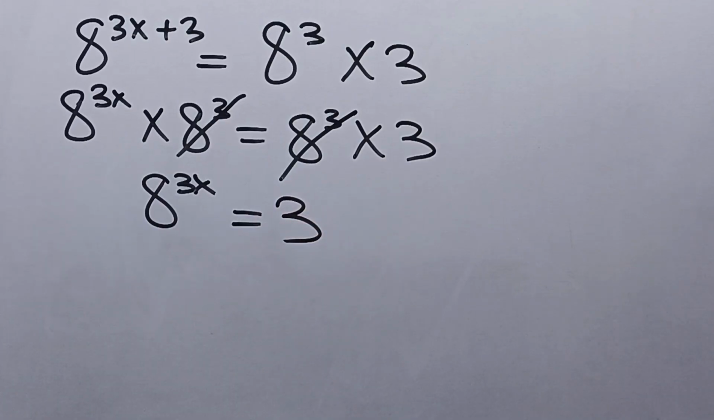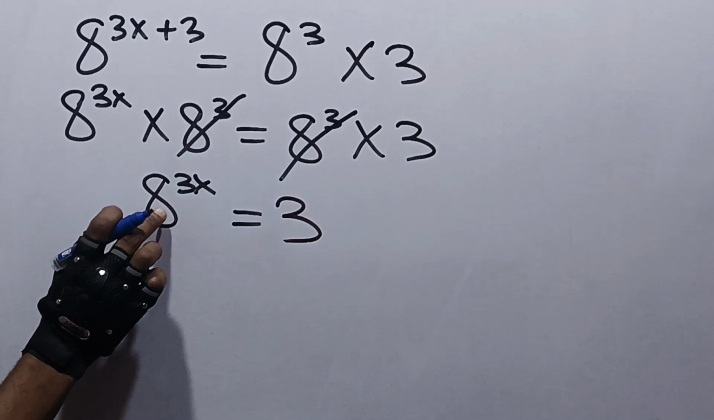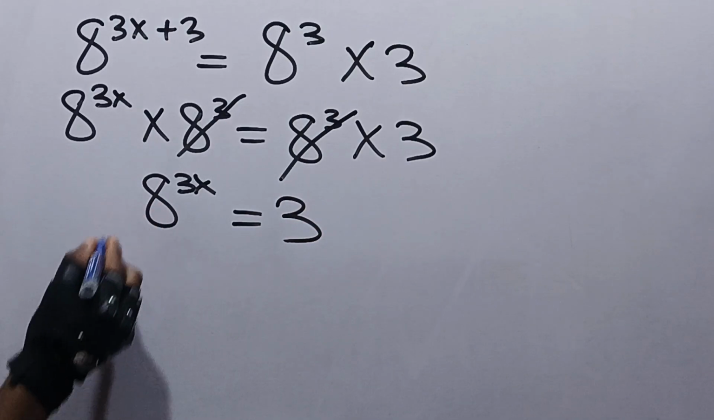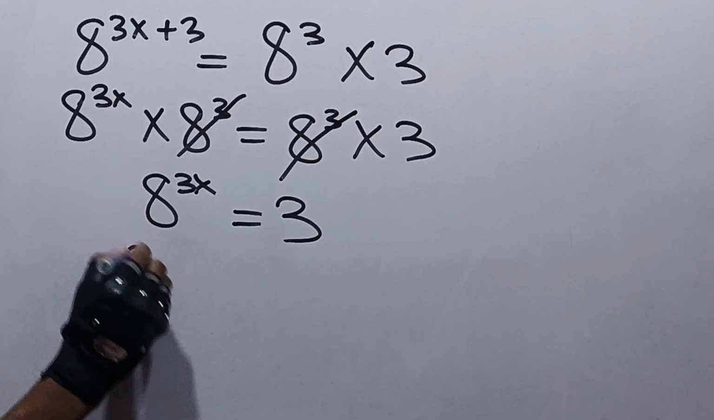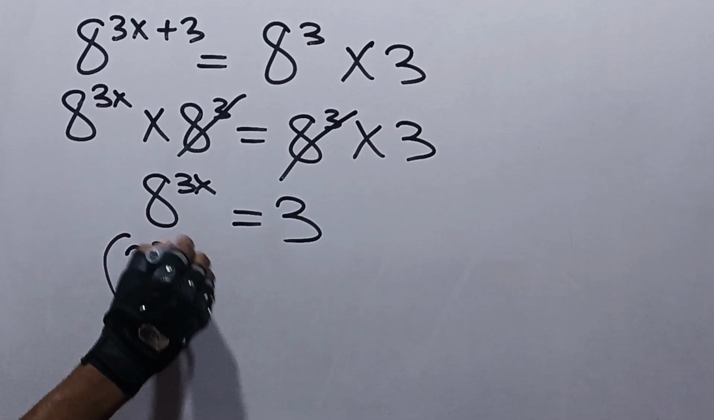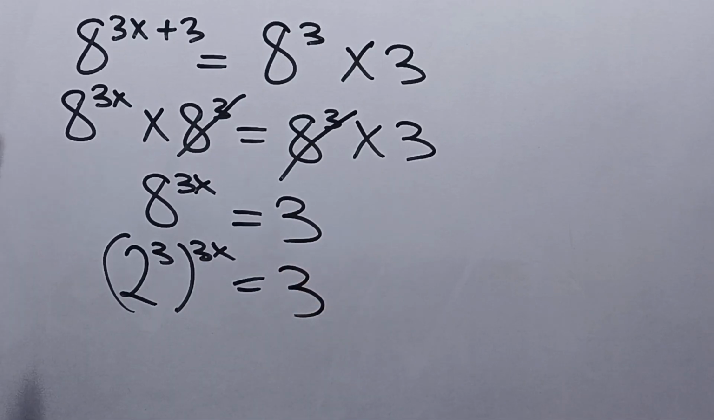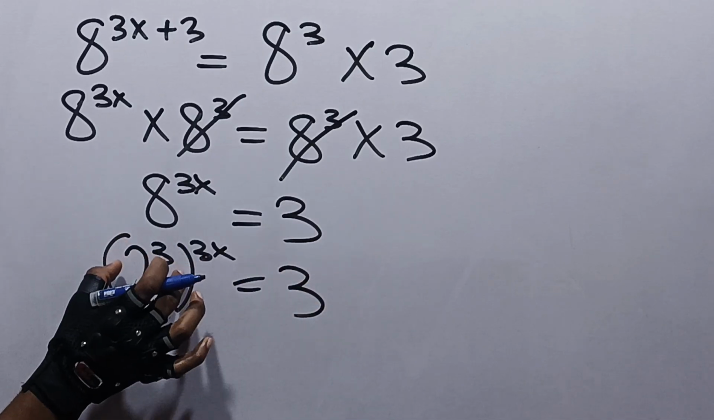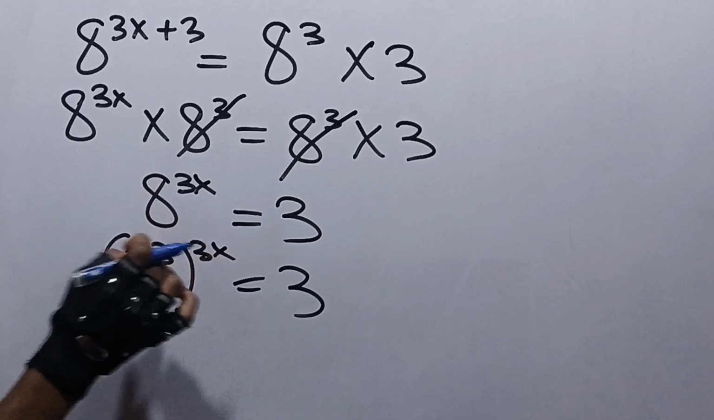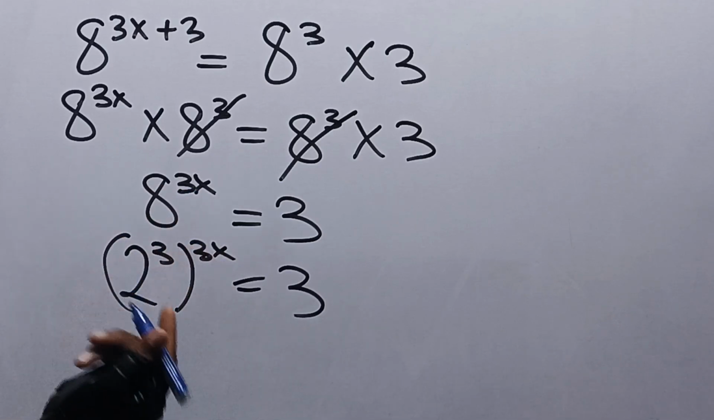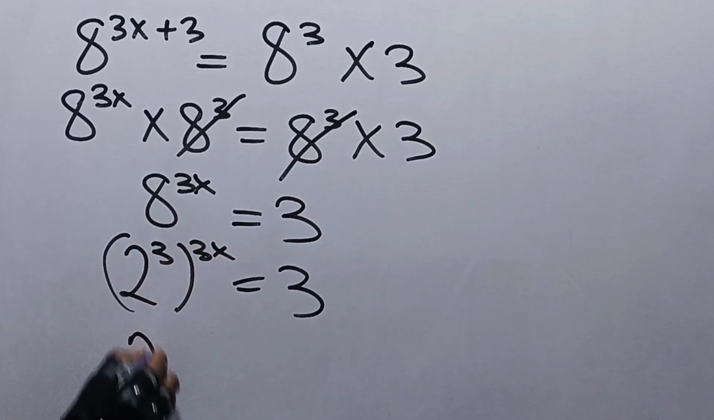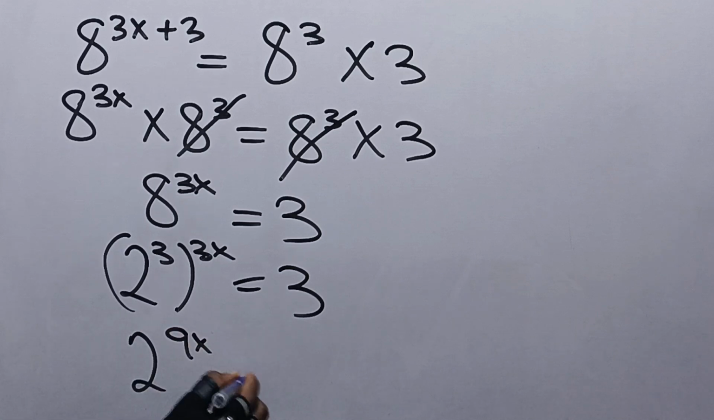Okay? Now, looking closely here, we can reduce this. We can also change this 8. Okay? So we can say that 8 is 2 cubed. So we have that 2 cubed raised to the power of 3x is equal to 3. Okay? Now, when you have a number raised to a power raised to another power, you can multiply the powers. So we have 3 times 3 to give us 9. So we have 2 raised to the power 9x, okay, to be equal to 3.